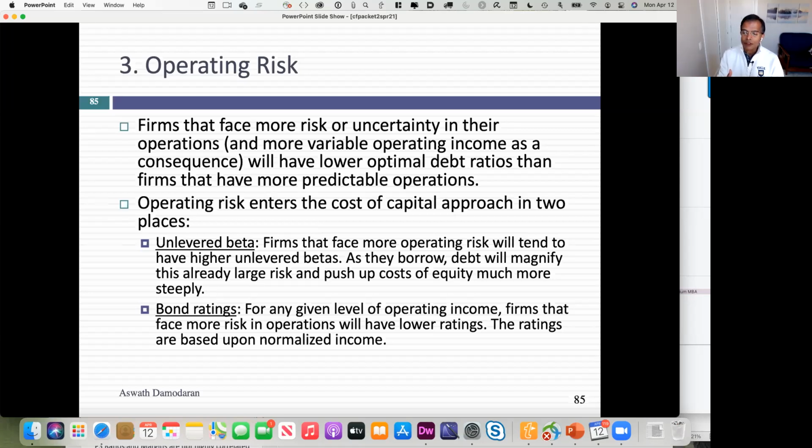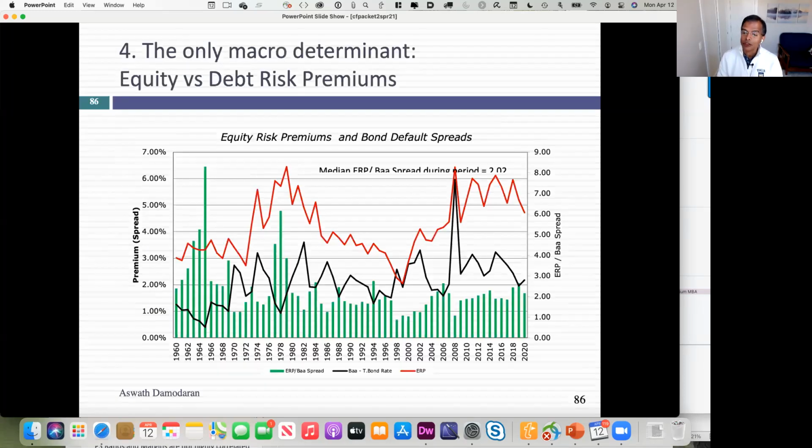So look at differences in tax rates. Look at differences in how much your companies generate as cash flows relative to market value. And look at their risk as companies. And for most of your companies, you can very quickly see why they have different debt ratios.